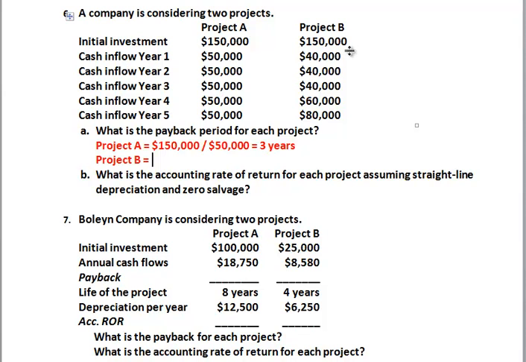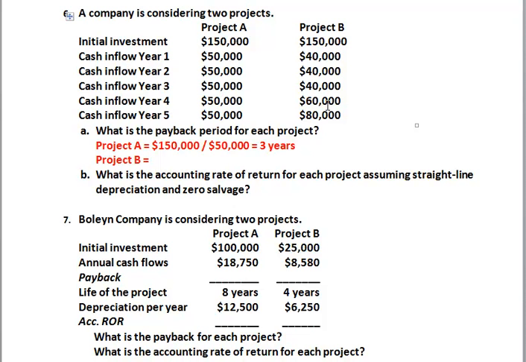So basically, after year 1, we have 40,000. Year 2 gives us another 40. So after 2 years, we have $80,000. After year 3, we have another 40. So now we have 120,000, and we're trying to get obviously up to 150. So after 3 years, we have $120,000. Then we get to year 4. So going into year 4, we've already collected 120,000. We need 30,000 more to get to 150. Year 4 brings in 60,000.